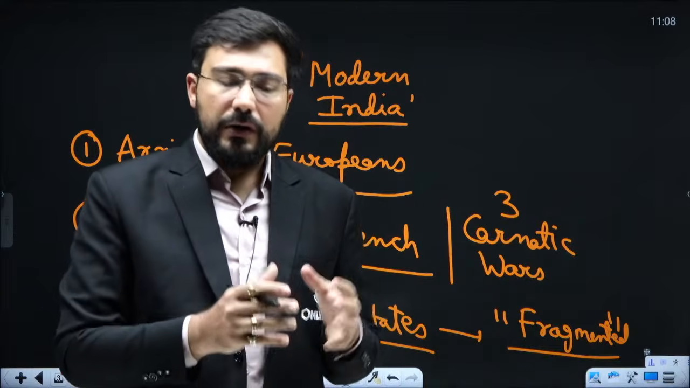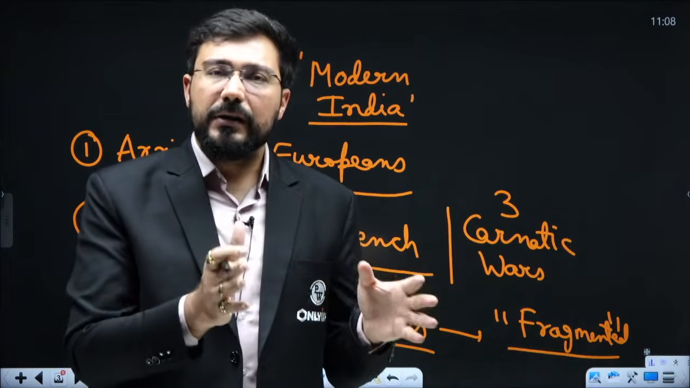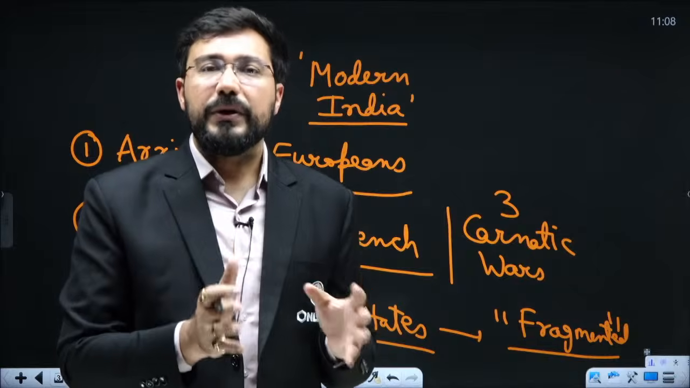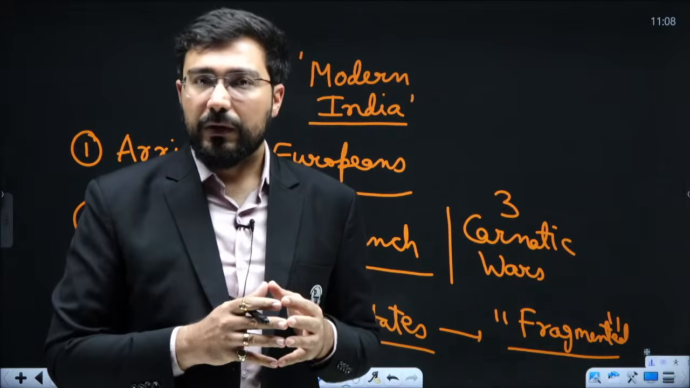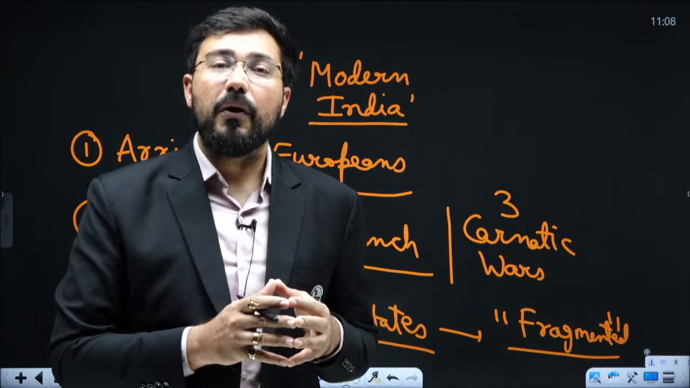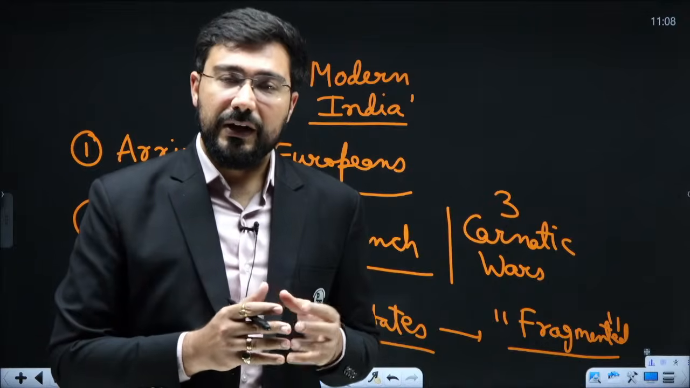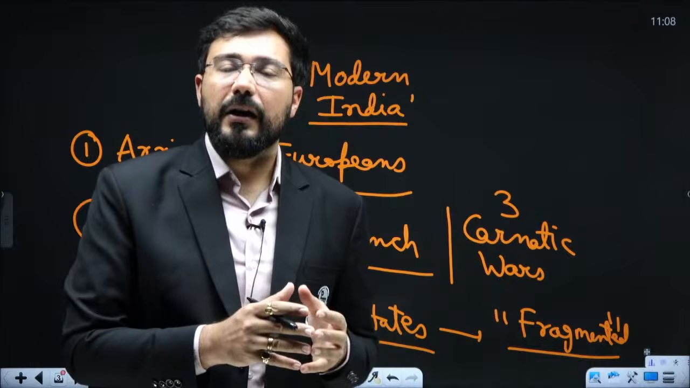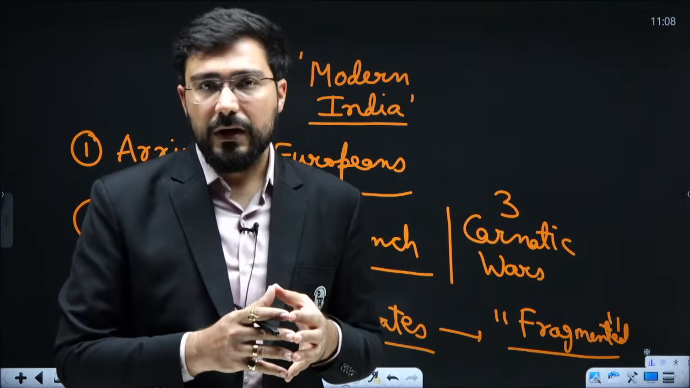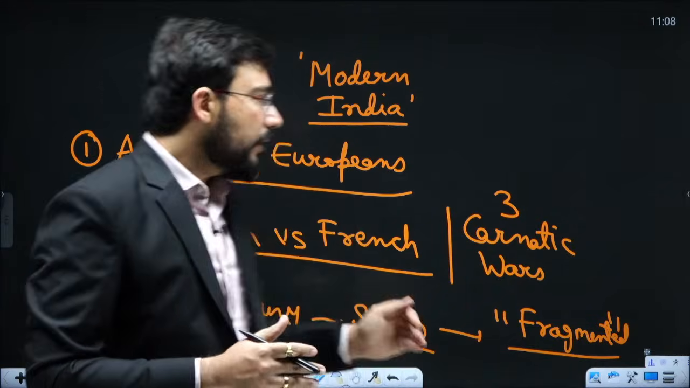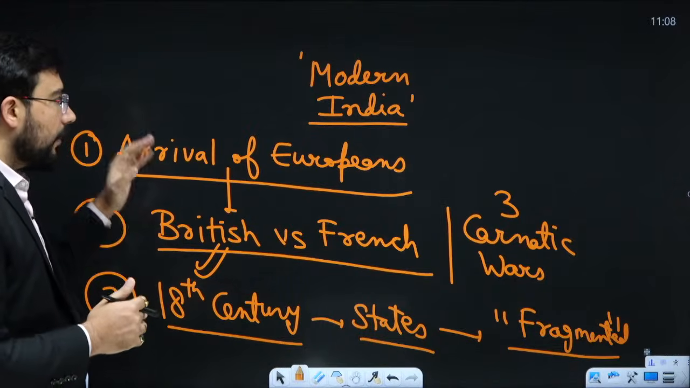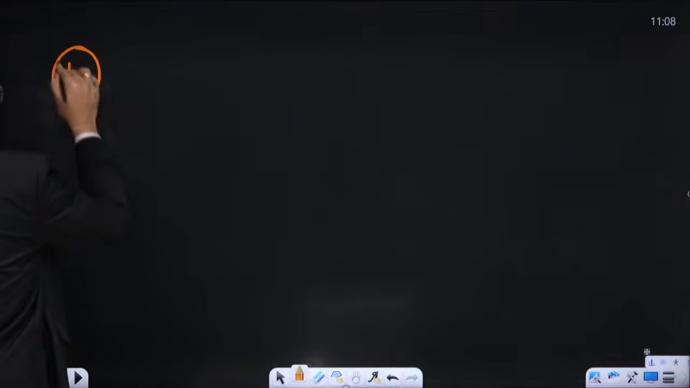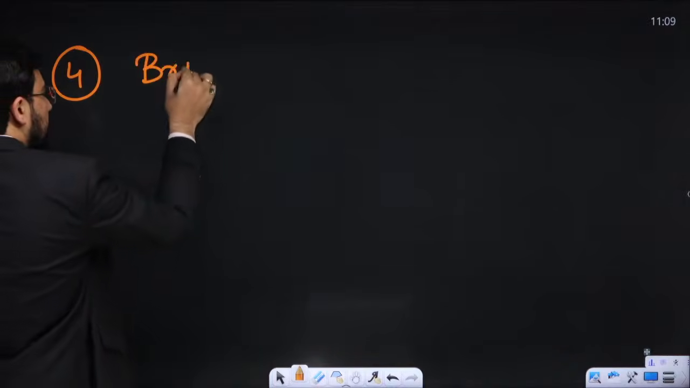The British, from the initial days till the middle of the 18th century, behaved just like traders. But from the middle of the 18th century, they now had political ambitions. And these political ambitions are eventually going to be reflected in the large number of wars and battles which they fought in India. So these are the 3 initial areas of modern India. Then we discuss the fourth theme. The fourth theme is British expansion.